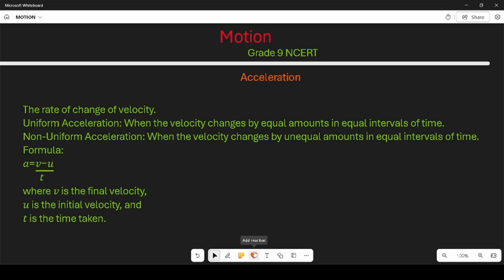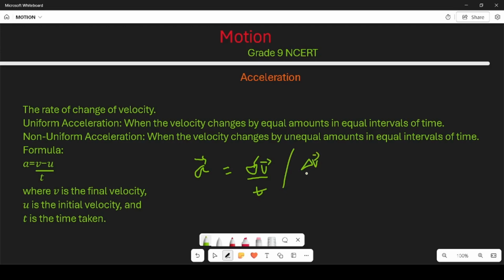So now let's move on to the formula. Acceleration equals change in velocity over time taken. In a few textbooks, you can see the formula of acceleration written in different ways, like change in velocity upon time. All these formulas are correct. It all basically means the change in velocity over time.